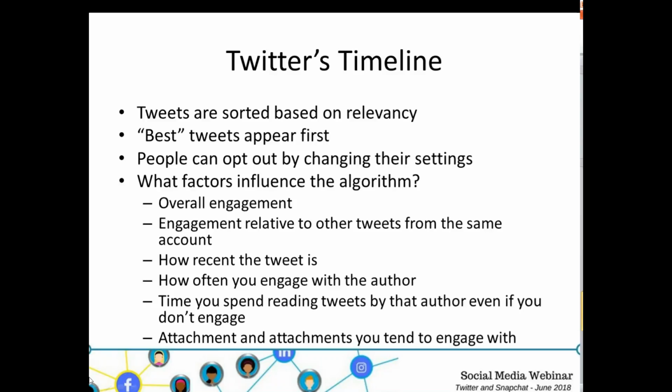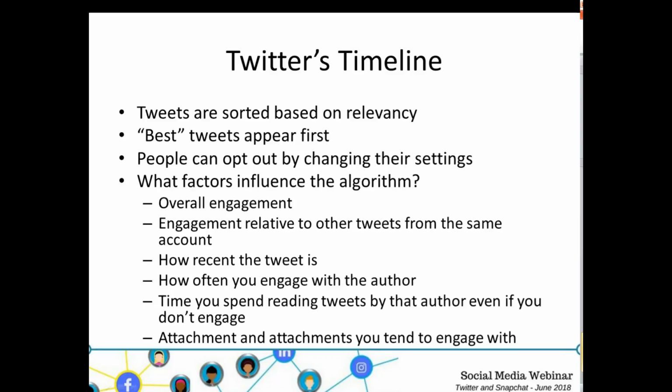Some things that influence the algorithm: overall engagement relative to other tweets from the same account, how recent the tweet is, how often you engage with the author, the time you spent reading tweets by that author, even if you didn't engage, and attachments that you tend to engage with.